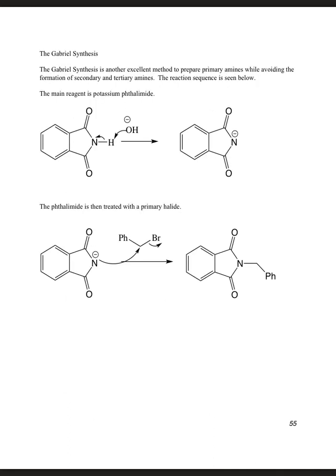Another way we can do it is the Gabriel synthesis, where we use the potassium phthalimide, or make potassium phthalimide by adding KOH to the phthalimide. We remove the hydrogen to make the anion, and that nitrogen is a great nucleophile, so we can do an SN2 displacement on any primary halide to form the alkylated phthalimide. And then from here, we can cleave out the nitrogen in a couple of ways.